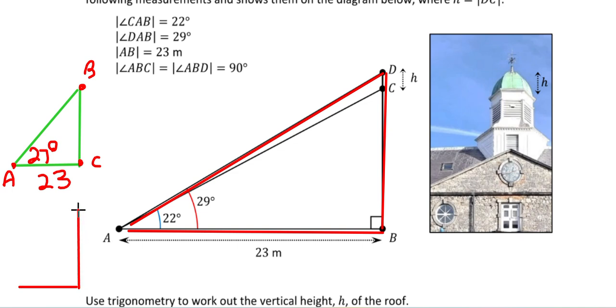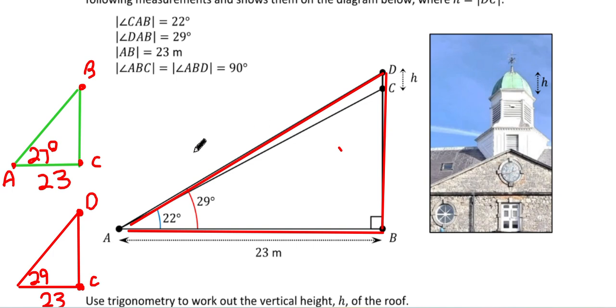29 degrees in height, still 23 at the bottom. And now it's not CB anymore, it's CD. Which one's taller, CB or CD? Oh, sorry, BC or BD? Would you all agree BD is higher?